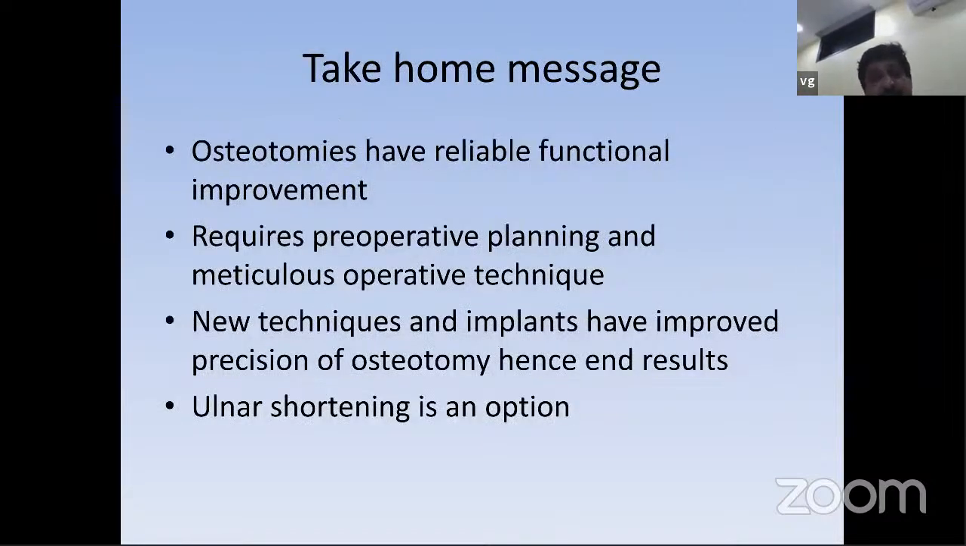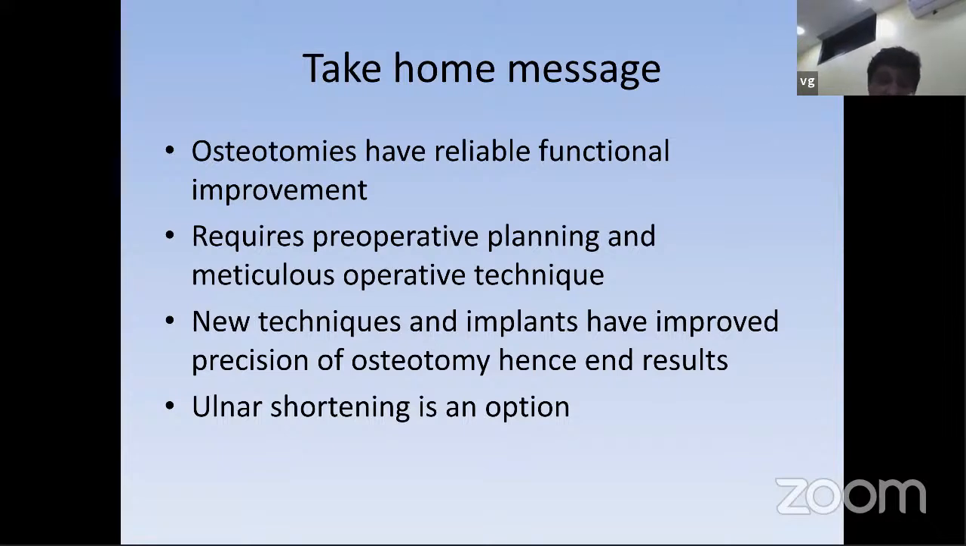So from this talk, the take-home message would be that osteotomies have a very reliable functional improvement if done in the right indication, and especially in young patients. It requires a good amount of preoperative planning. So you should know what amount of ulnar shortening you would like to do, what amount of angulation you would like to correct, what length of plate you're going to plan, and accordingly, what length of screw to get the distance between the plate and shaft.